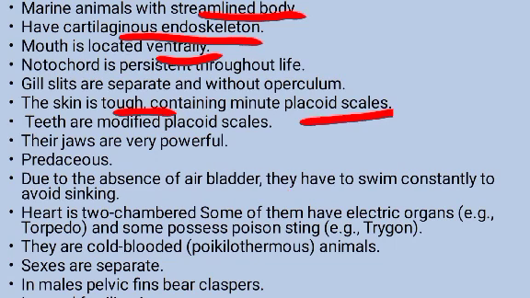Then they are poikilothermic animals. What do you mean by poikilothermic? That means they are cold-blooded animals. Cold-blooded animals means they do not have a constant body temperature. They have to change the body temperature according to the surrounding environment. So we say they are cold-blooded or poikilothermic animals.